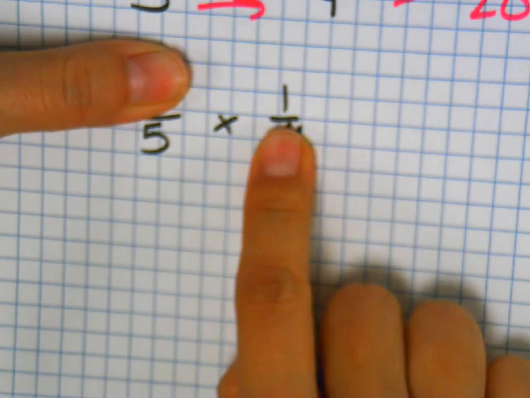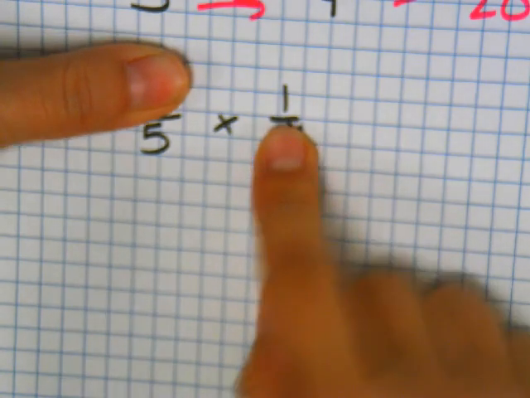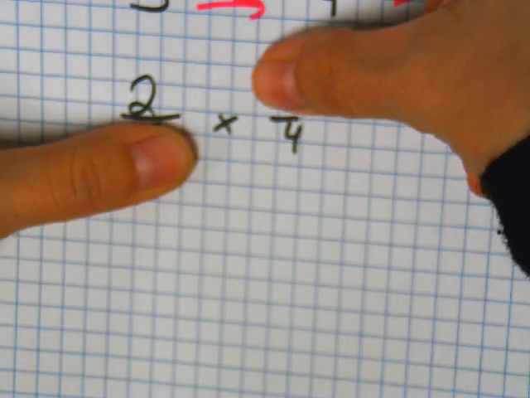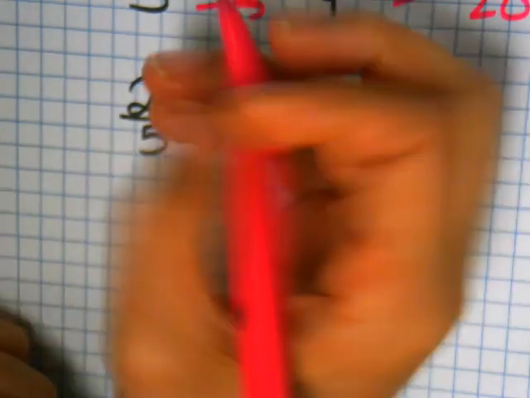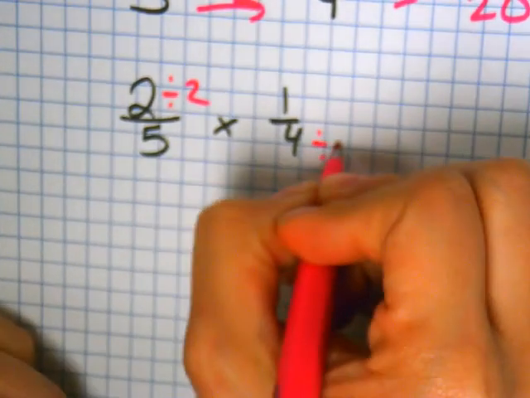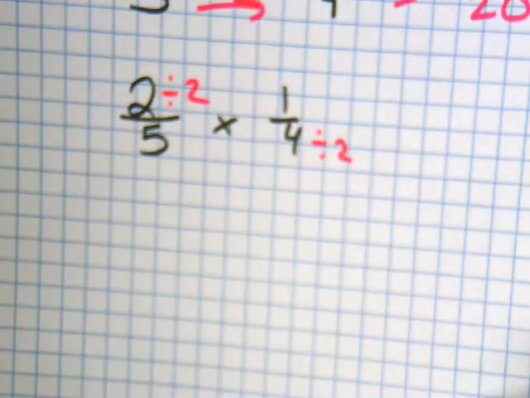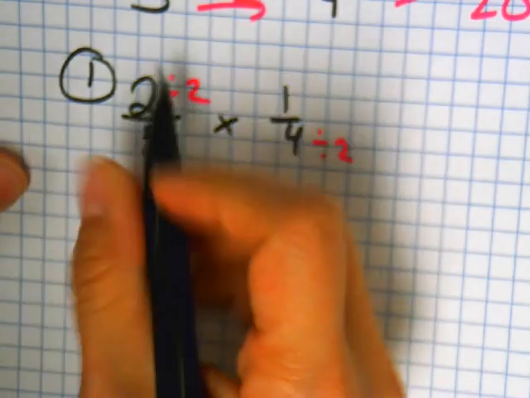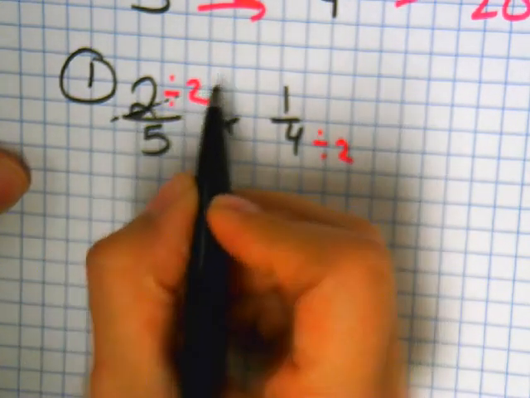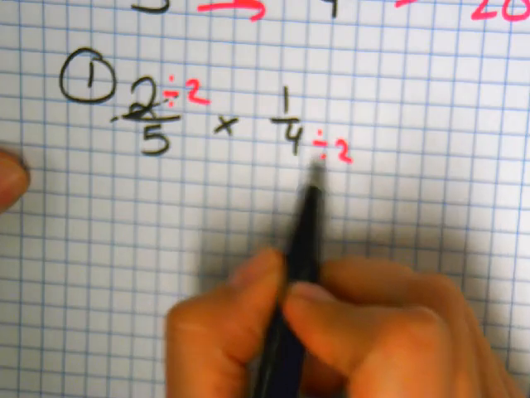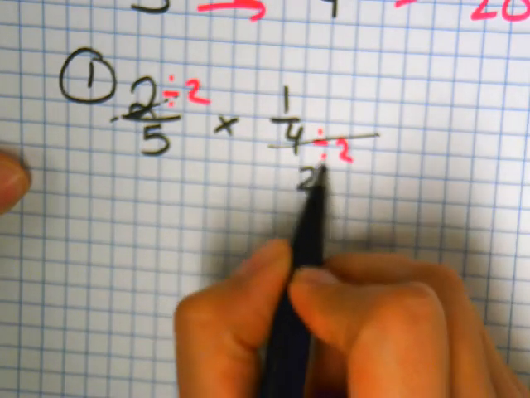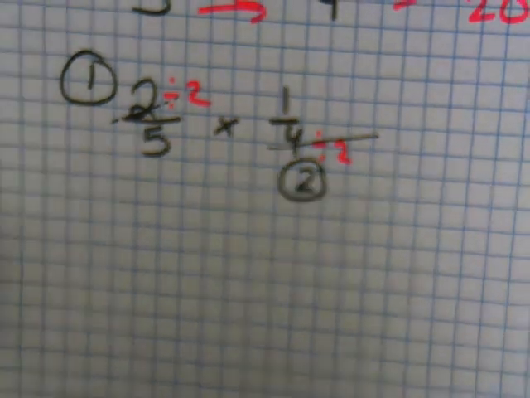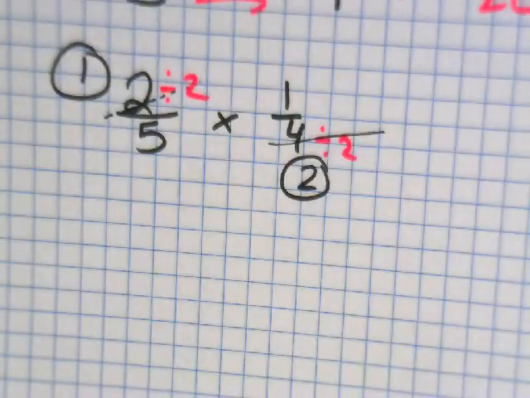Can you simplify 5 and 1? No. Can you simplify 2 and 4? Yes. What can I simplify 2 and 4 by? So I simplify before I multiply. 2 divided by 2? 1. So I cross it out. This now becomes a 1. What's 4 divided by 2? 2. So I cross it out and now it becomes a 2. So this is called simplifying before you multiply. Simplify before you multiply.